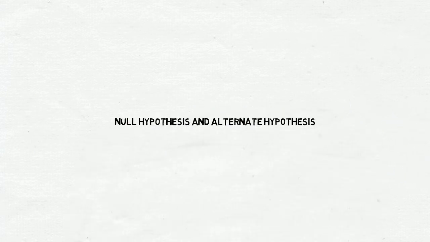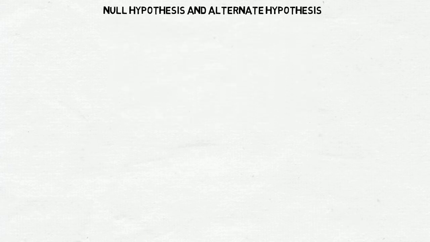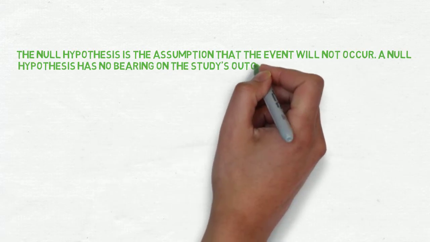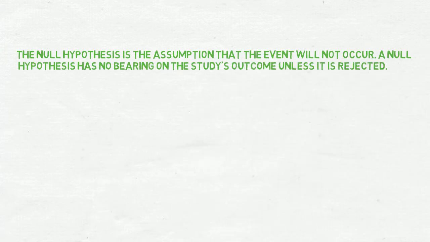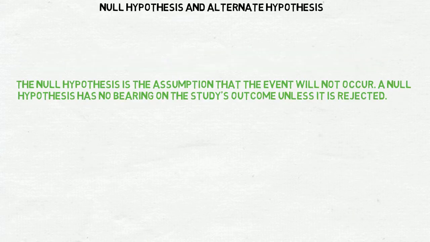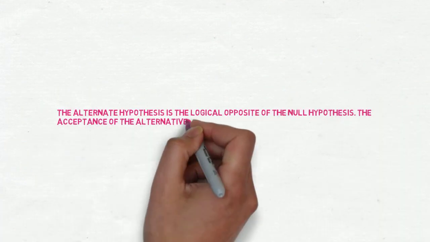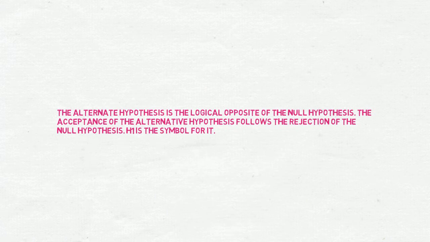Look at the two types of hypothesis testing in statistics: null hypothesis and alternate hypothesis. The null hypothesis is the assumption that the event will not occur. It has no bearing on the study's outcome unless it is rejected. The alternative hypothesis is the logical opposite of the null hypothesis. The acceptance of the alternative hypothesis follows the rejection of the null hypothesis.